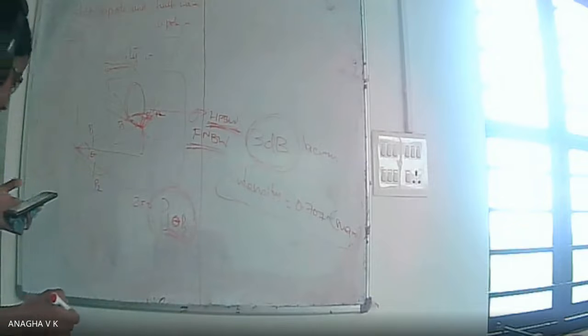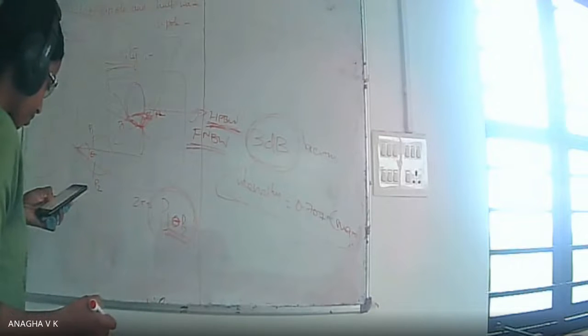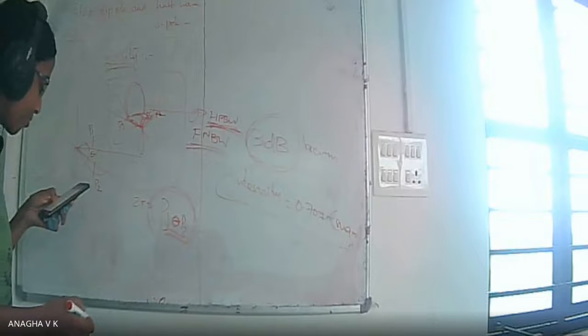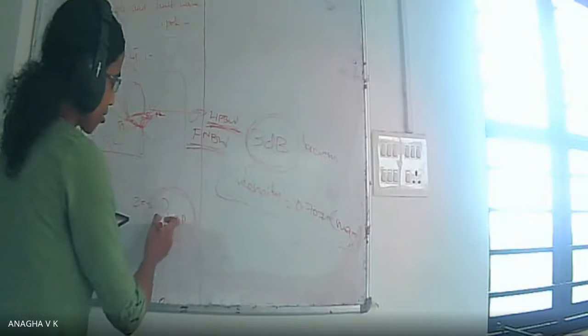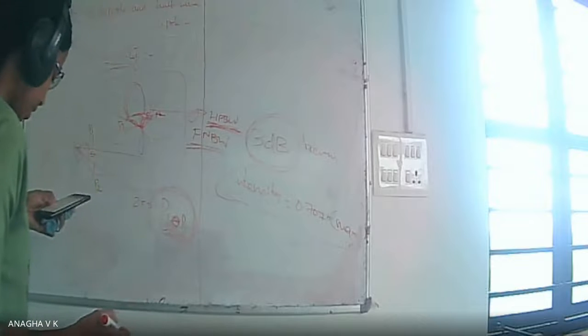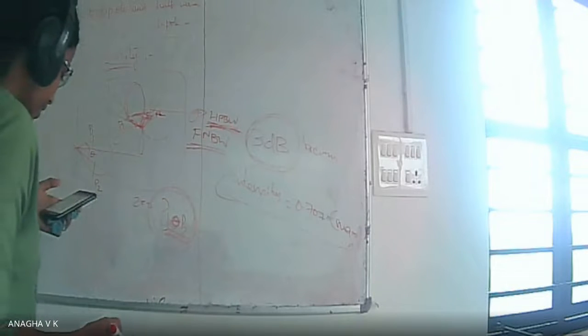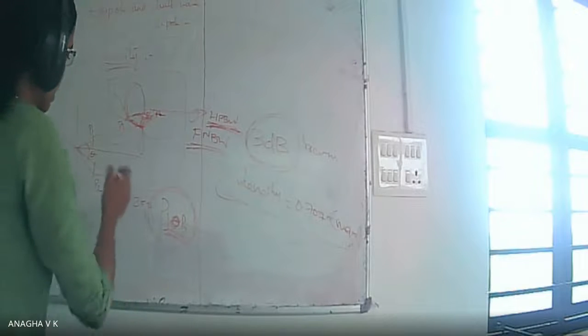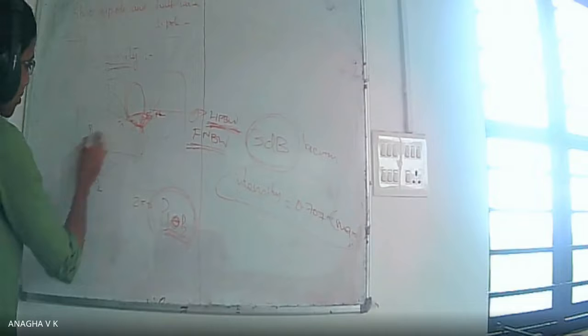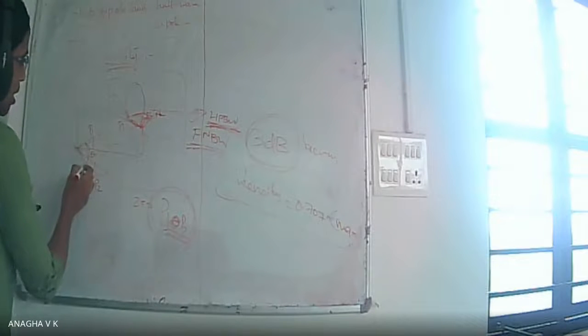The antenna beamwidth can be defined as the angular width between these two points. This beamwidth is also the first null beamwidth. What is the first null beamwidth? It is the width between the first null points.